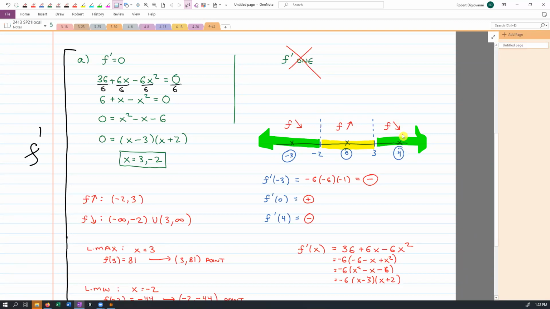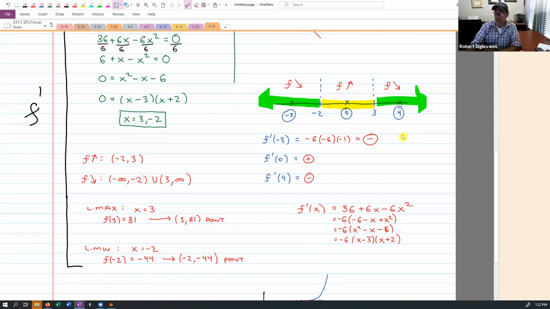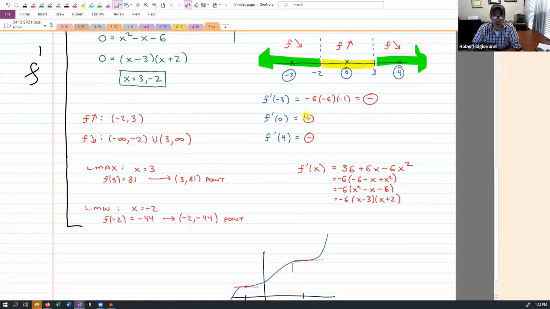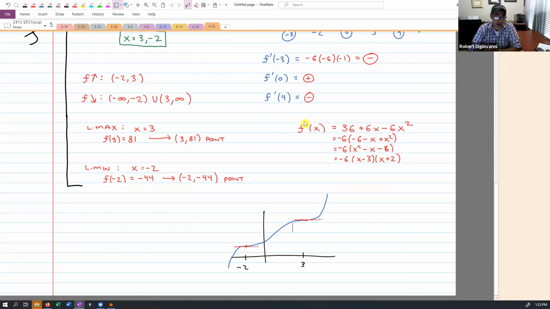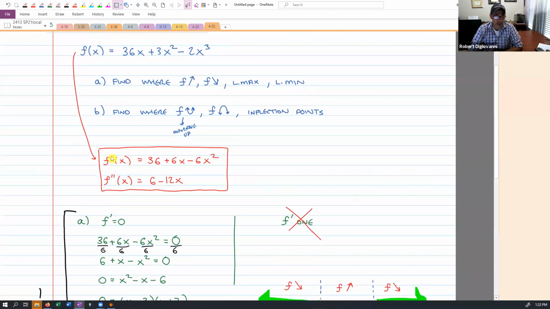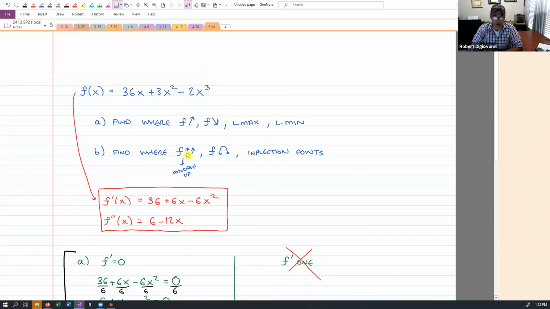Yes, sir. Okay, good. Trust me, if there were an easier, quicker way, I'd give it to you, because we're trying to find the shortest path to the answer. Unfortunately, it requires this amount of work, and we're only halfway through the problem. So, all right, now we want to look at part B. I want to talk about where it's concave up and concave down, and inflection points.